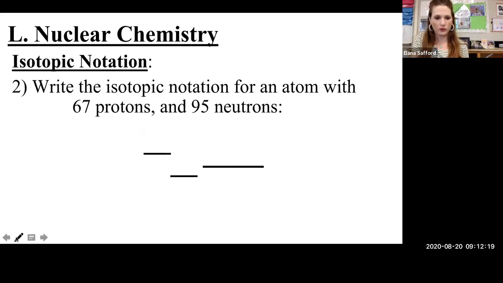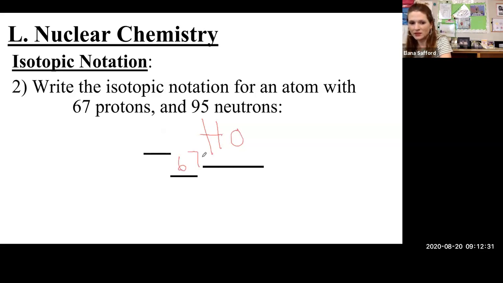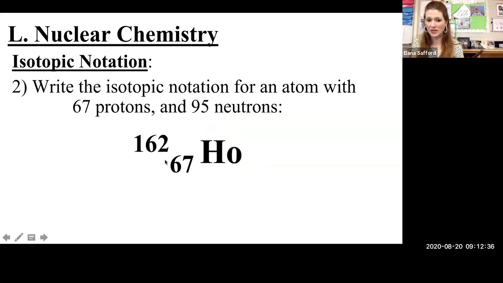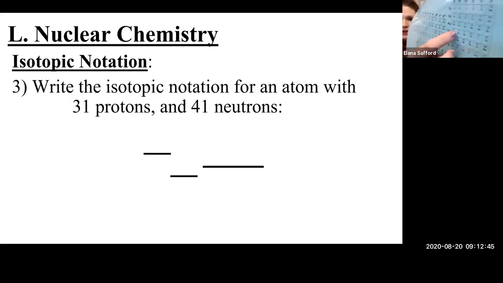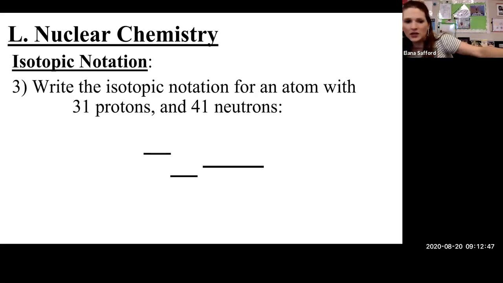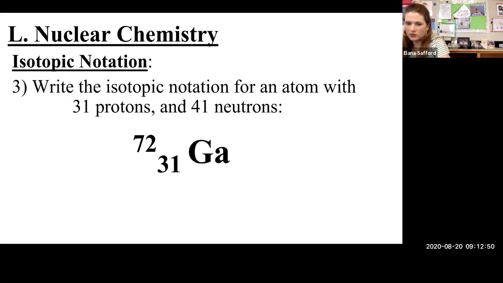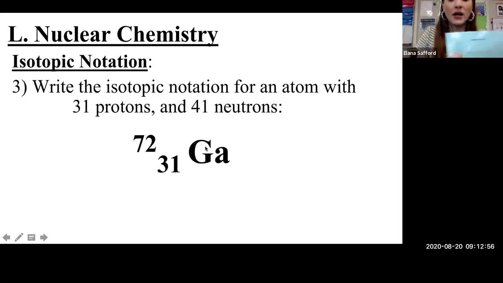So it's got HO, 67, and then I just need to add these up. 95 plus 67, and that'll give me 162. And we'll go a little faster this time. 31 protons. I'm going to find the number 31. There it is. It's gallium. Gallium. So the 31 came from the periodic table again. Just look there, and then I wrote the symbol, and then I just added these two numbers together.